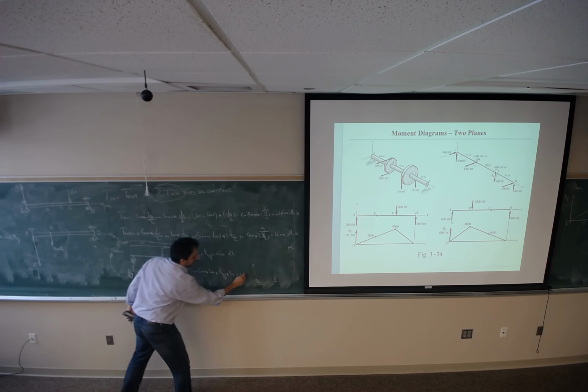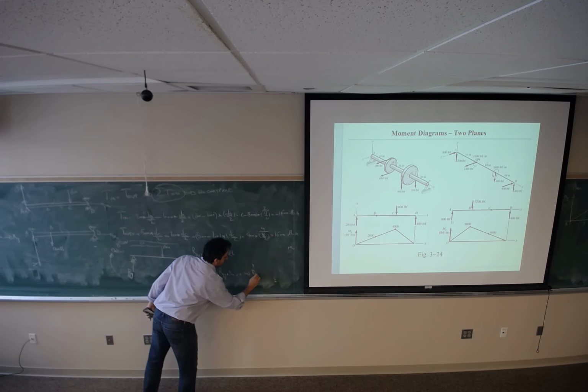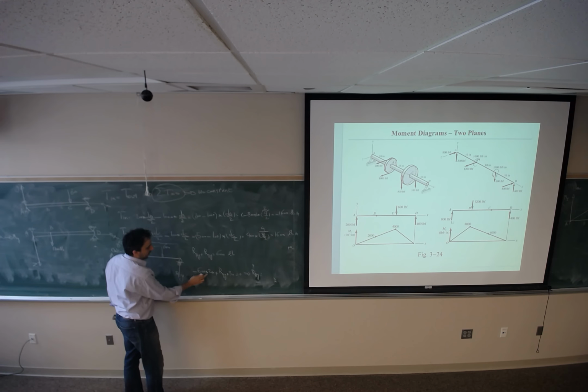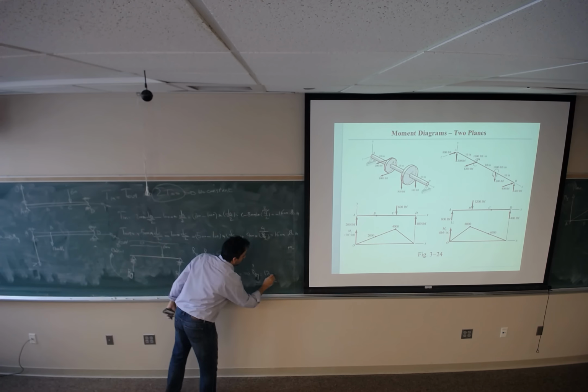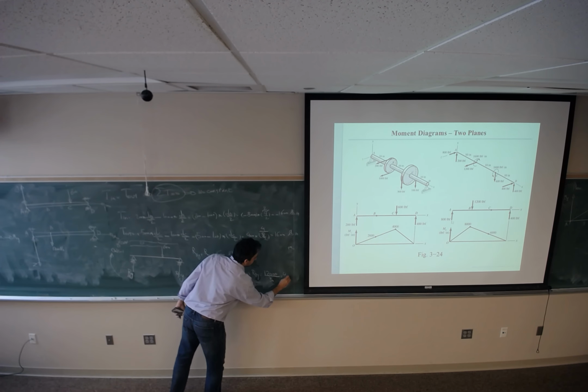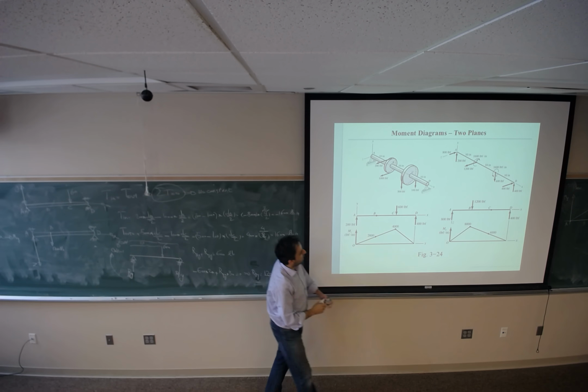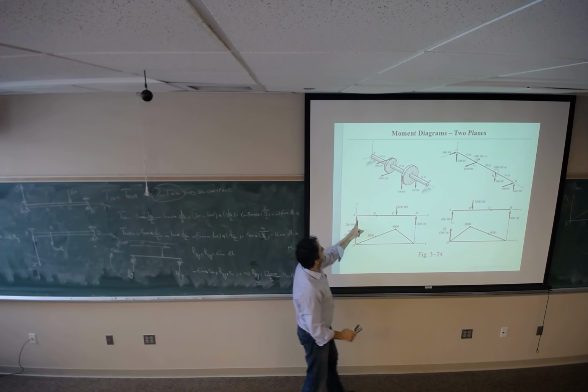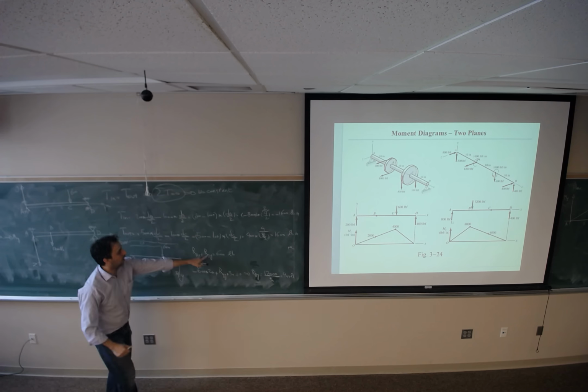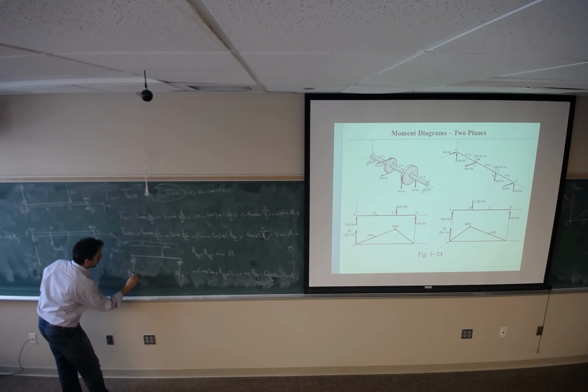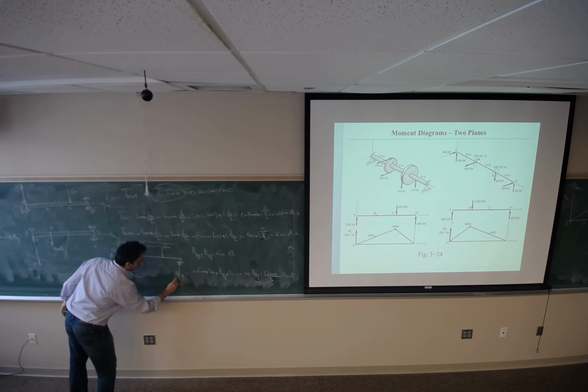We can find RD in Y equals 12,000 divided by 30, which is going to be 400 pounds. 400 pounds goes here. What is left? 400 plus 200, it goes right here.